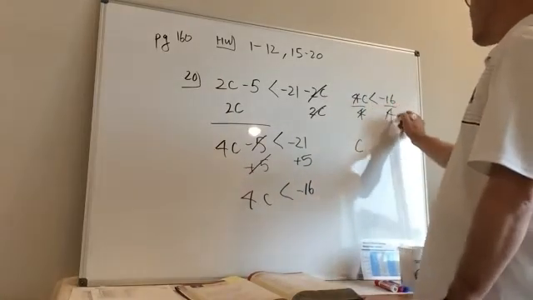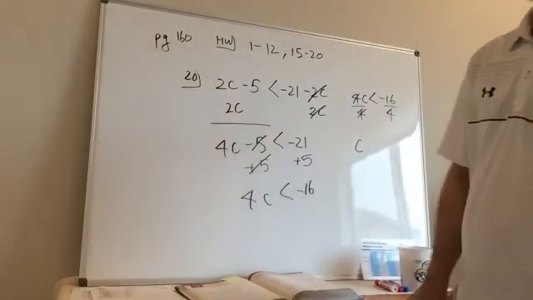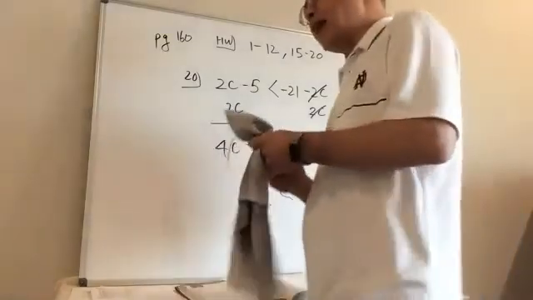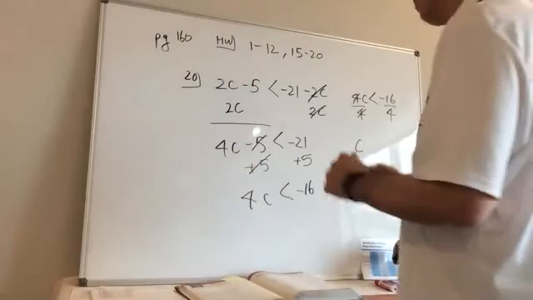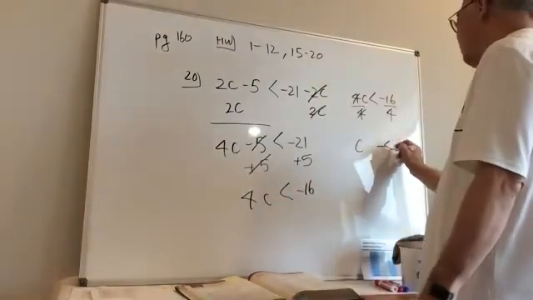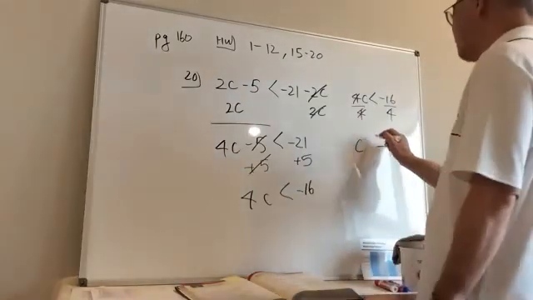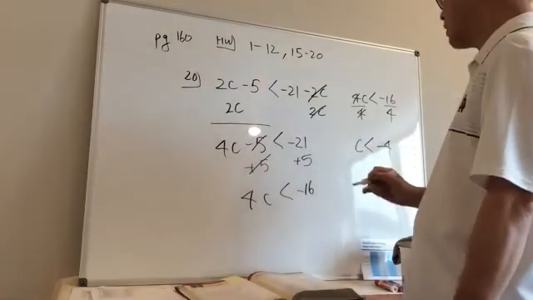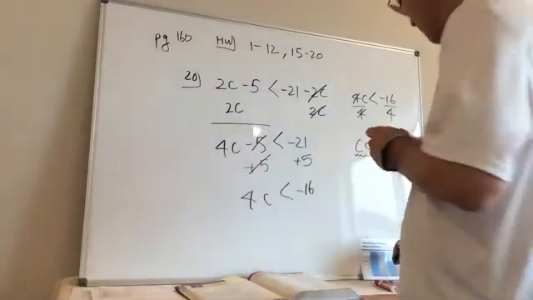And on this side, I have negative 16 divided by 4. So I have a negative number divided by a positive number, which means it's a negative number. So I'm going to have negative 4. But since I divided by a positive number, I do not need to switch the inequality. And this is going to be my final answer.